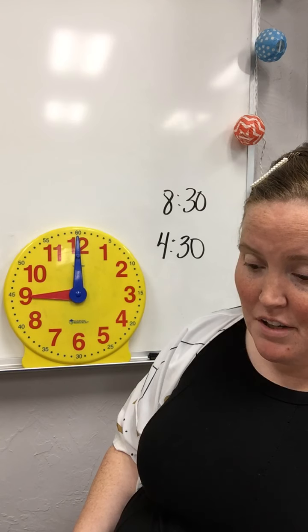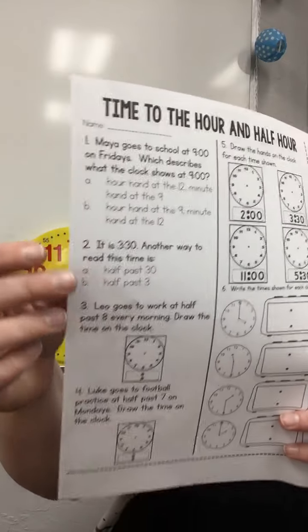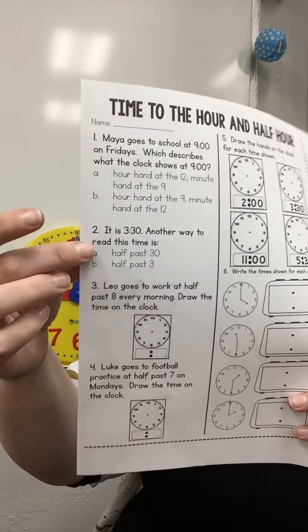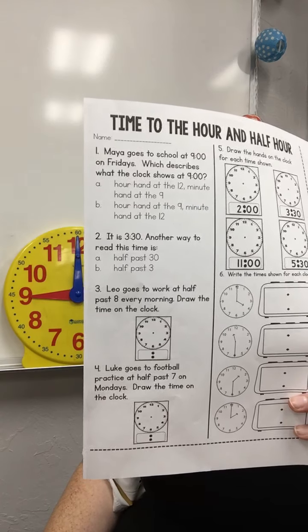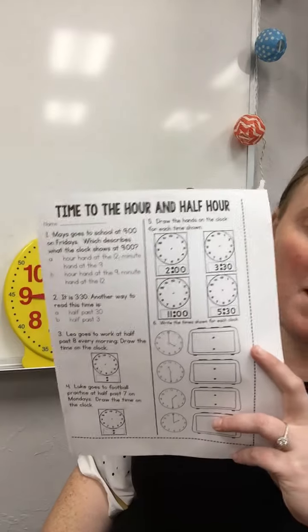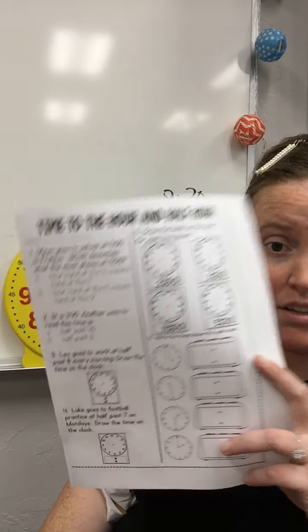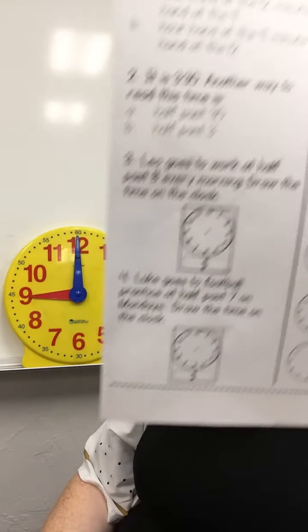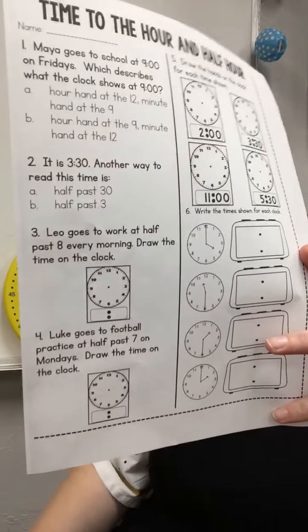I'm on number 2 now. It is 3:30. Another way to read this time is A, half past 30, or B, half past 3. B, half past 3, because it's half past 3 o'clock. It's not half past 30 o'clock. It's half past 3 o'clock.